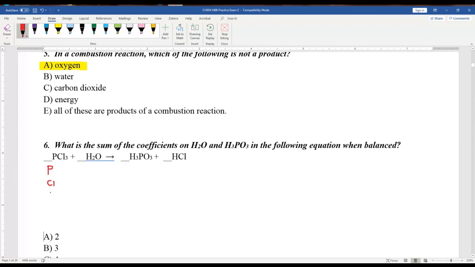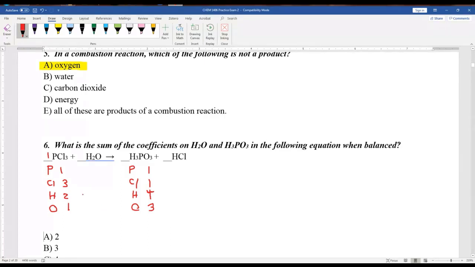Okay. If you don't want to, I will. So on the left side, I have P is 1, Cl is 3, H was 2, but I moved it to 6. On the other side, P is 1, Cl was 1, H was 4, and O was 3.